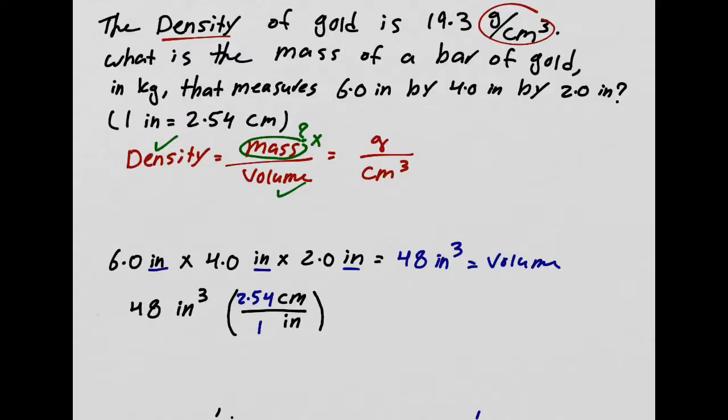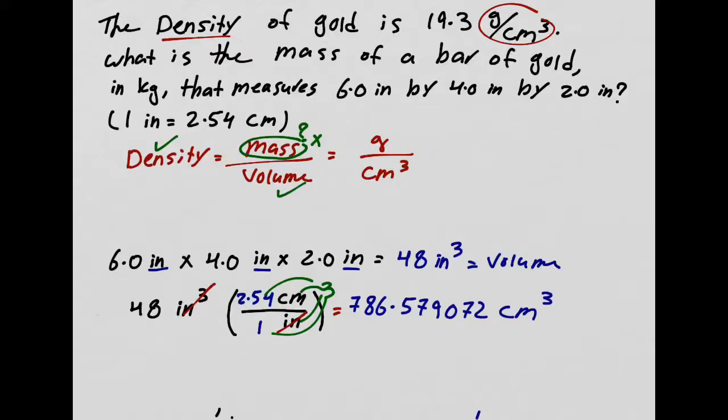The problem is I'm not trying to cancel out inches. I'm trying to cancel out inches cube because I want centimeter cube. So hopefully everyone is yelling at me right now. What do I do? Cube the whole thing. Because then centimeter gets cubed, every number gets cubed, and inches get cubed. So then I can easily cancel out the inches cube, and what I end up with is centimeter cube. Now if I do that, I get 786.579072 centimeters cubed.